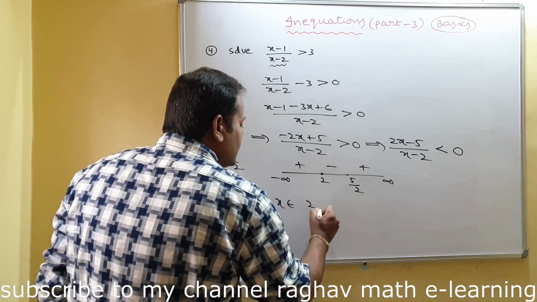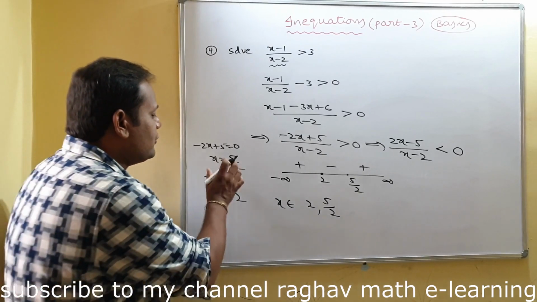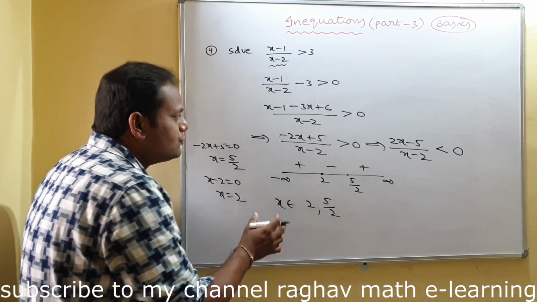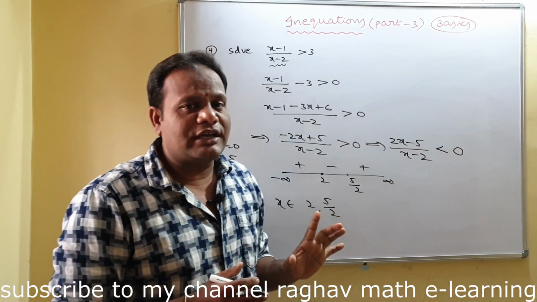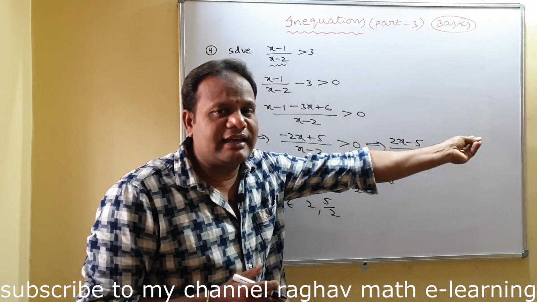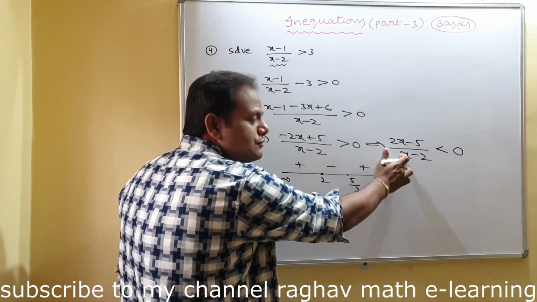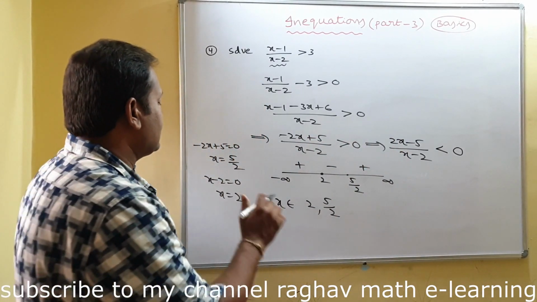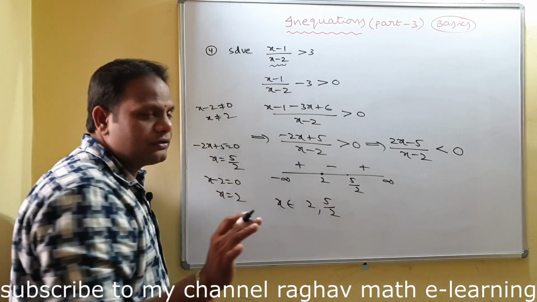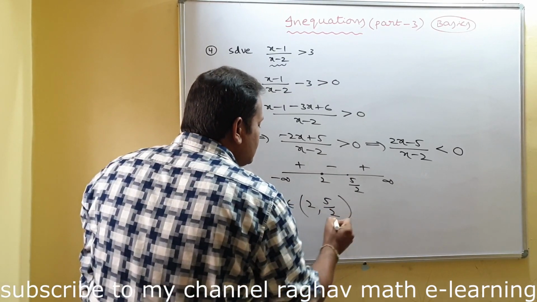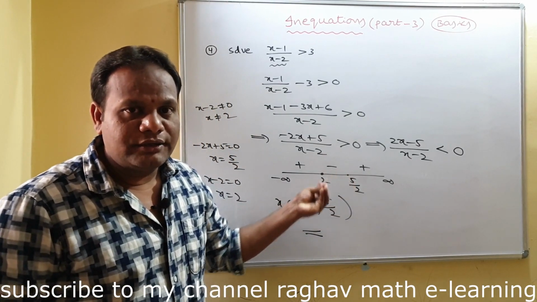Now, the doubt is what? Open interval or closed interval? Can we take 5 by 2 or 2? Here it is only less than, is it? There is no equal to sign. If equal to 0 is there, you can take 5 by 2. Is it? Anyhow, can you take x equals 2? No, not possible. Why? Because the denominator must be not equal to 0. So x must be not equal to 2. So anyhow, the answer is what? X belongs to the open interval (2, 5 by 2).